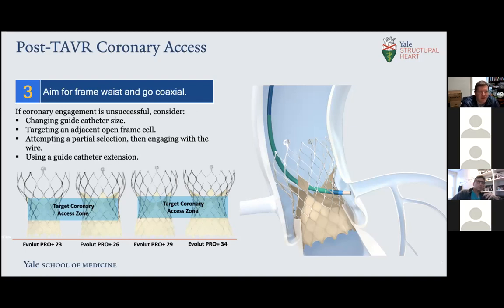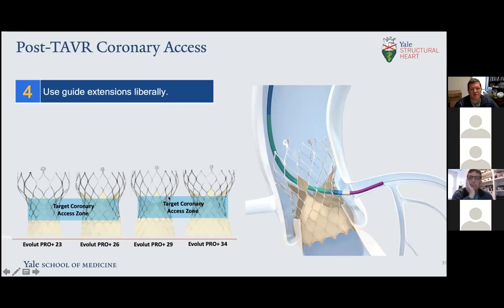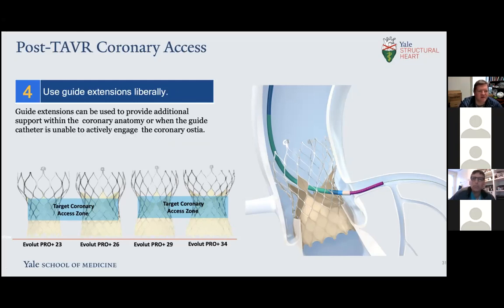So what if that doesn't work? If the coronary engagement is unsuccessful, consider changing the guiding catheter size. I often will try to target an adjacent open frame cell, and then often we'll attempt partial selection, engaging with the wire and using a guide extension catheter. This has happened a fair amount, and what you will find is that if you can't selectively engage with the catheter using a wire, then a guide extension catheter can really help in these instances. So use guide extensions.